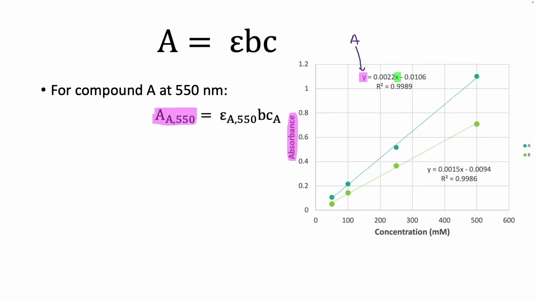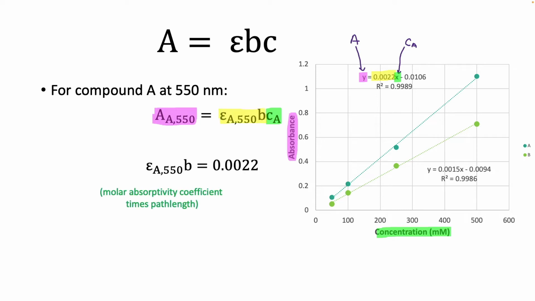What's x? Well, look at the x-axis. X is the concentration. So that's got to be the concentration of A here. Well, the concentration of A is multiplied by something, this value, this slope, and that slope has to be this. The molar absorptivity coefficient times the path length is going to be the slope of your calibration line.